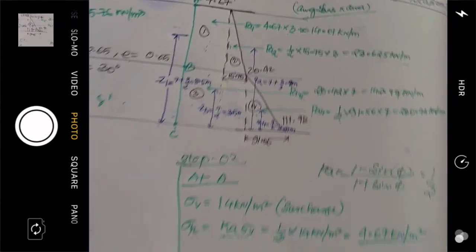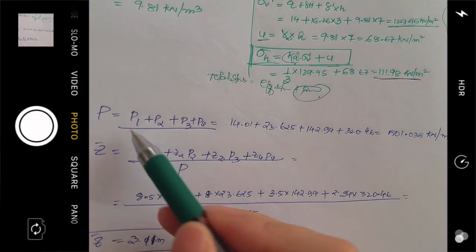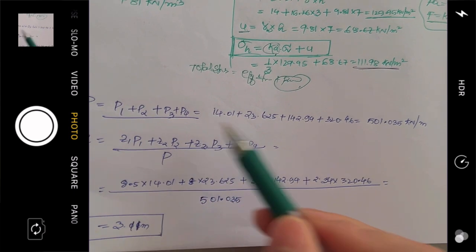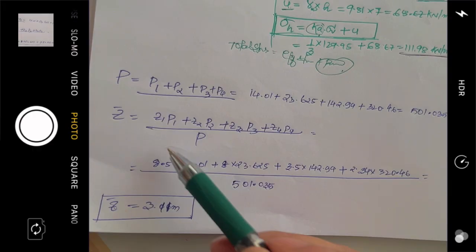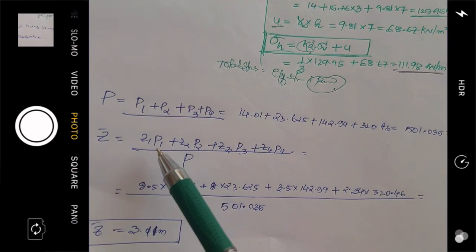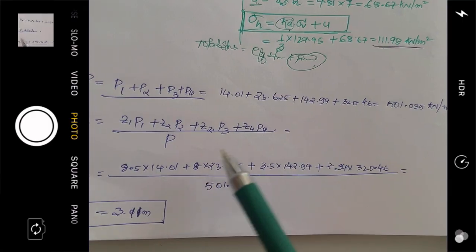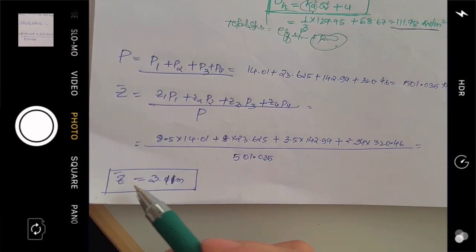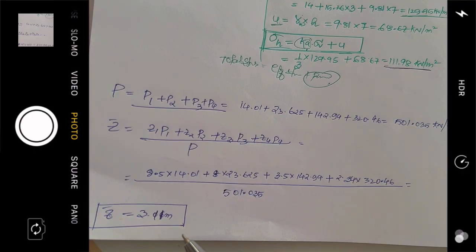After this, what you need to do is our final. We need to find out that the total P is equal to P1 plus P2 plus P3 plus P4. It's 501.035 kilonewton per meter. And after finding out the P, you need to find out the value of Z bar. Z bar is equal to Z1 P1 plus Z2 P2 plus Z3 P3 plus Z4 P4 divided by total P. So from here you get the value of Z bar equal to 3.11 meter.